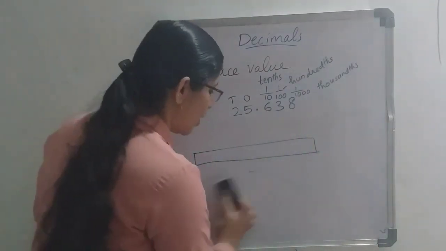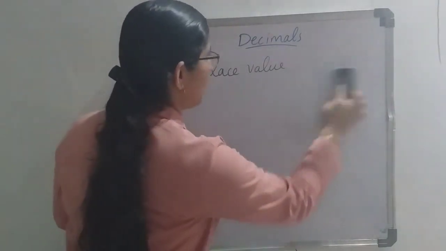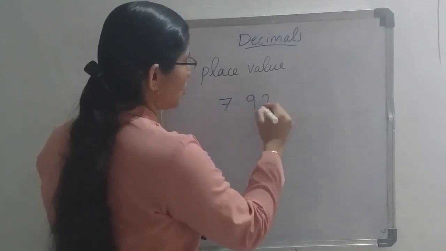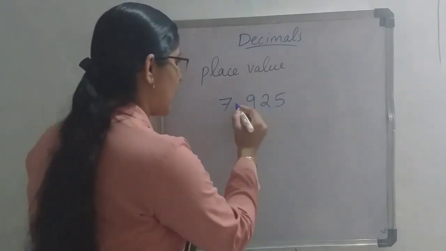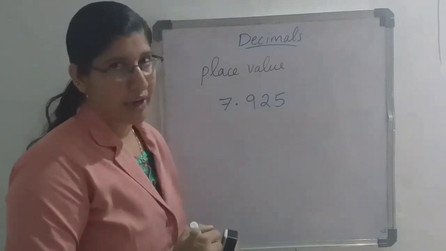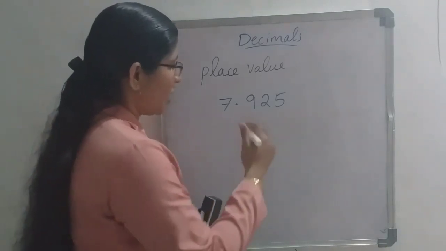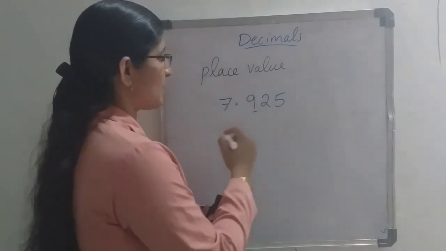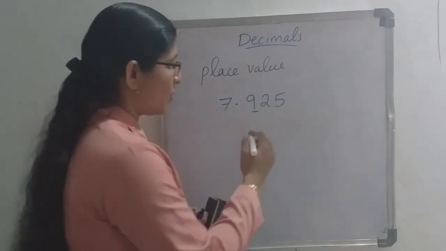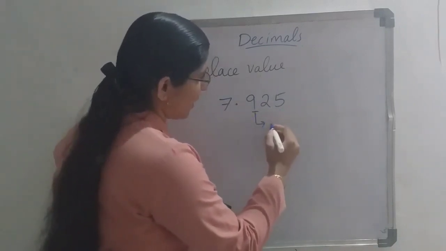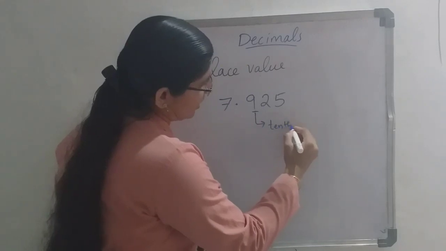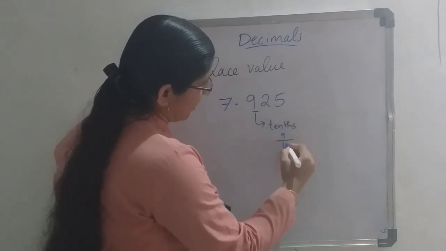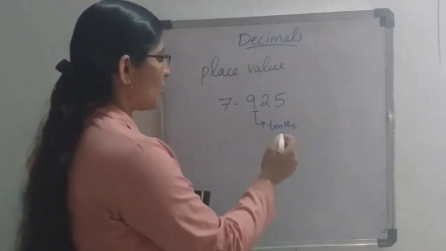Clear? Then how will you write the place value of a decimal number? For example, 7.925. This is a decimal number. You need to find the place value of this 9. How will you write the place value? You can write it as tenths or you can write it as 9 by 10.